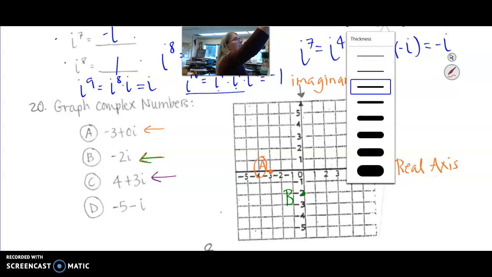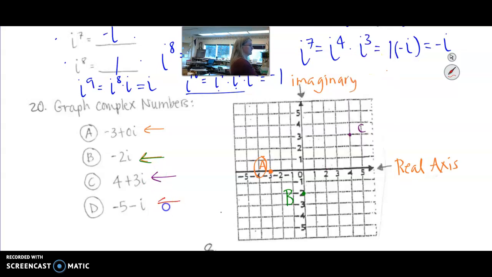And then last but not least, let's do D. You guys graph D and then check it. So you're going to go -5 and then -1, so your point for graphing -5 minus i is equal to D.